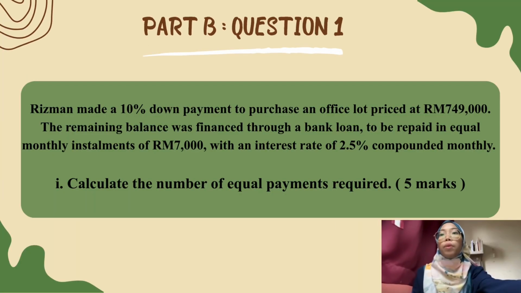Rizwan made a 10% down payment to purchase an office lot priced at 749,000 ringgit. The remaining balance was financed through a bank loan to be repaid in equal monthly installments of 7,000 ringgit with an interest rate of 2.5% compounded monthly. Calculate the number of equal payments required.